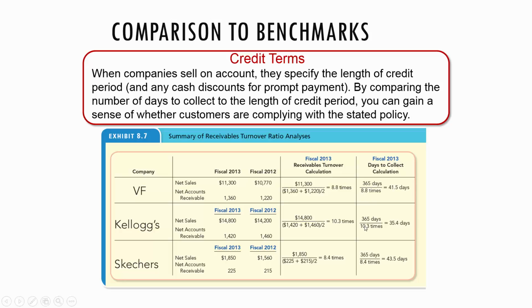And so, yes, this is the best here, Kellogg's, for receivables turnover. And since the numerator is the same for each one of these, then also the days to collect calculation is also best using Kellogg's. So Kellogg's collects in 35.4 days on average, which is really good.